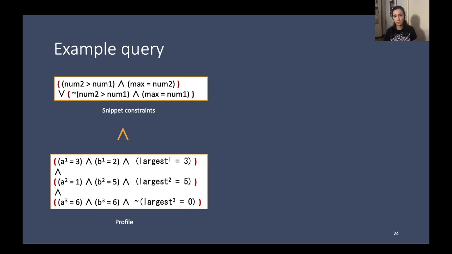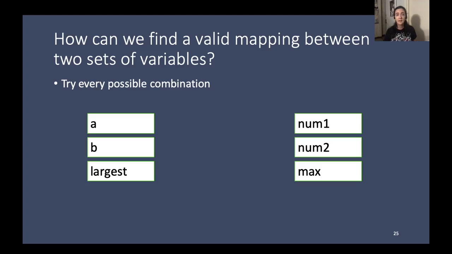So here's an example of the query. I already showed you how we create the snippet constraints and how we create the profile. There is one problem here. The first set of constraints are using variables num1, num2, and max. And the second set of constraints are using variables a, b, and largest. And these two sets of constraints are not connected to each other in any way. So we need another piece for our query that can identify a valid mapping between two sets of variables.